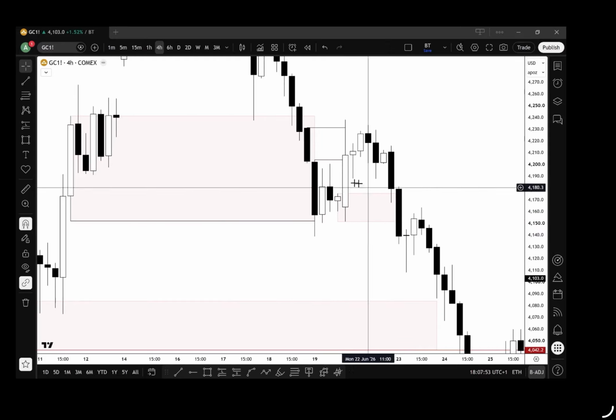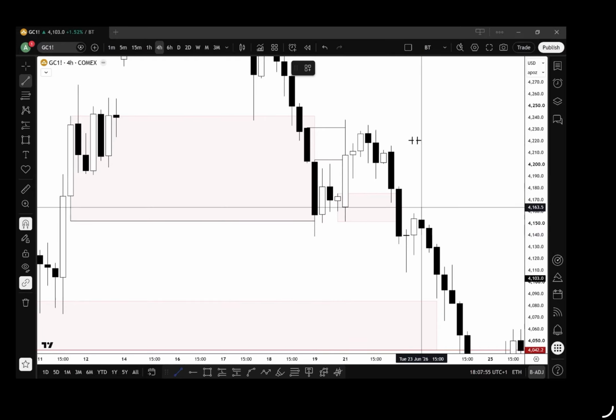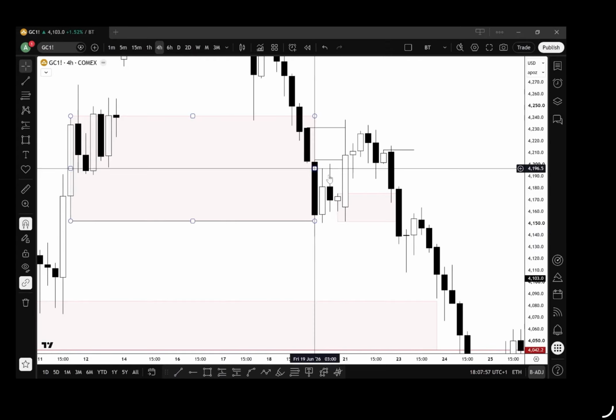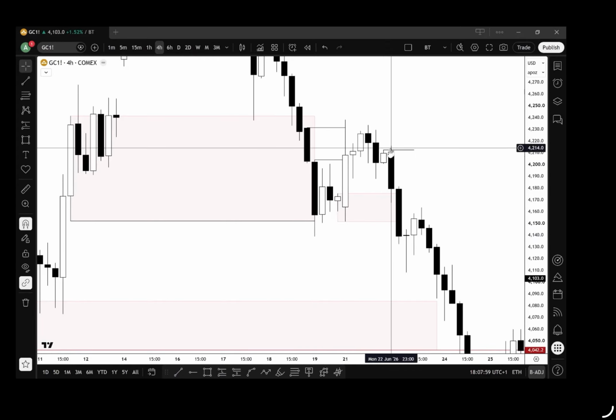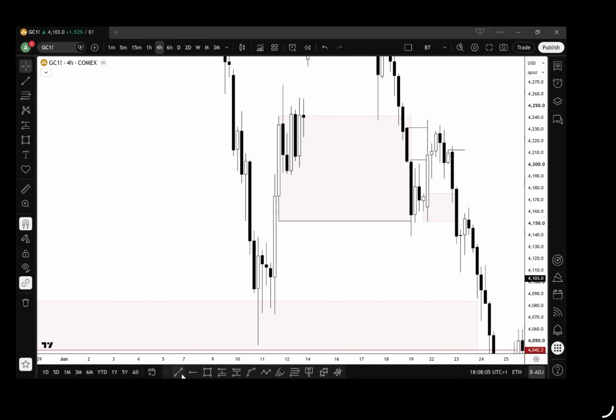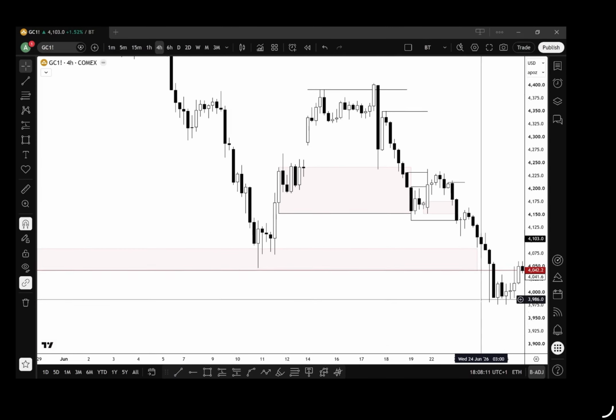Okay, you can see how we came up and we broke structure, again inducing buyers on a higher time frame. And what do we do after that? We come and we trap them. So essentially they've been trapped again on a higher time frame basis. Now, where else would you see buyers getting involved?